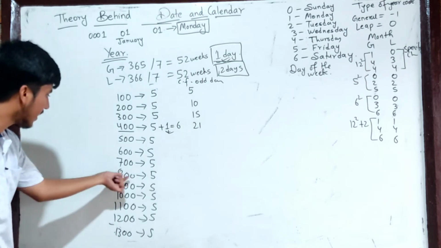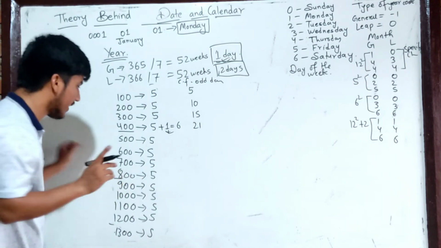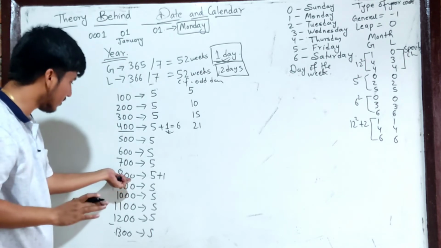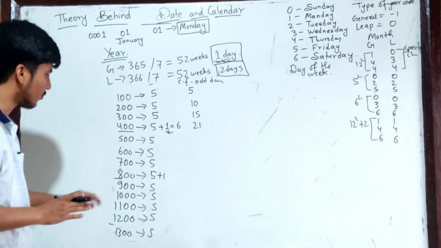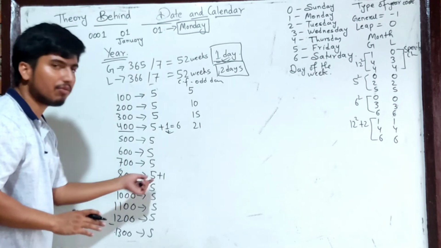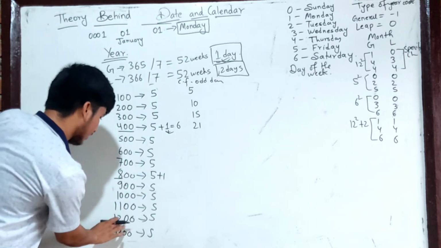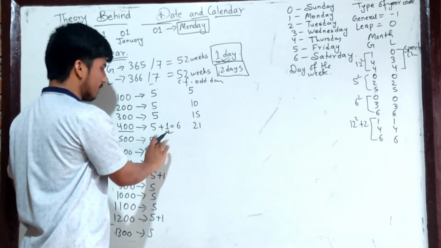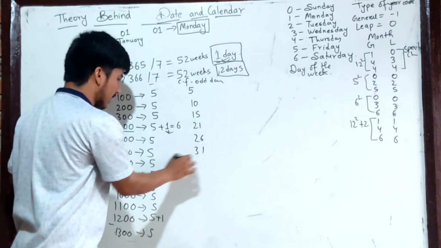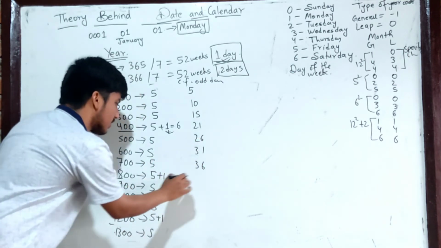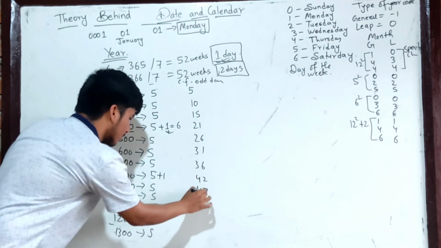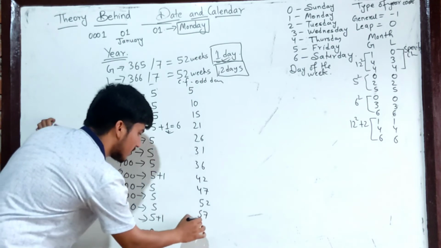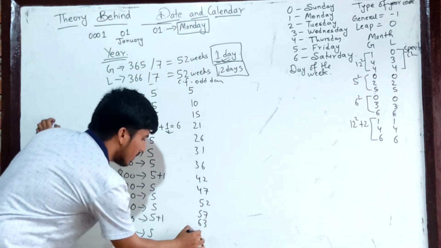but let's add. In 800 we have to add 1 for the leap year, that is the 800th year, which has 2 odd days, but while calculating 5, we only added 1. So in another 1200 we have to add another 1. So this will give us 21, plus 5 is 26, plus 5 is 31, plus 5 is 36, plus 6 is 42, plus 5 is 47, plus 5 is 52, plus 5 is 57, plus 6 is 63, plus 5 is 68.